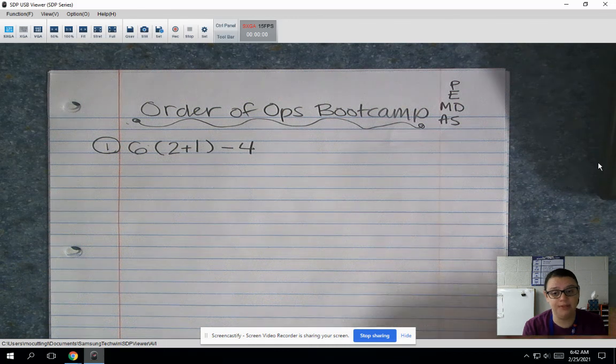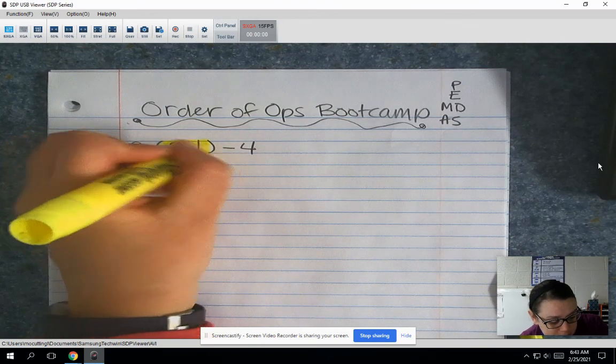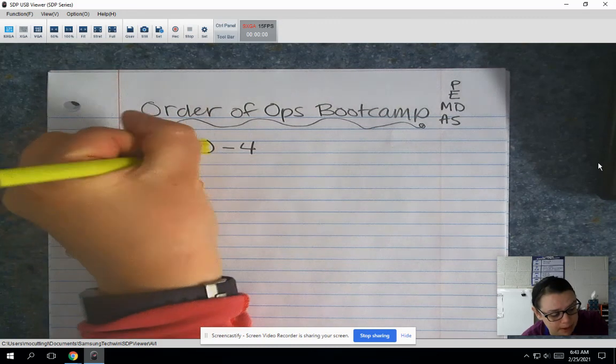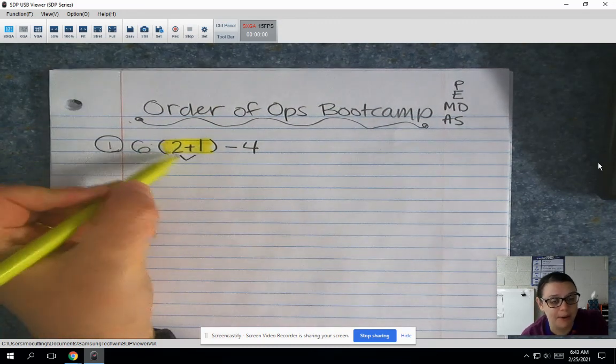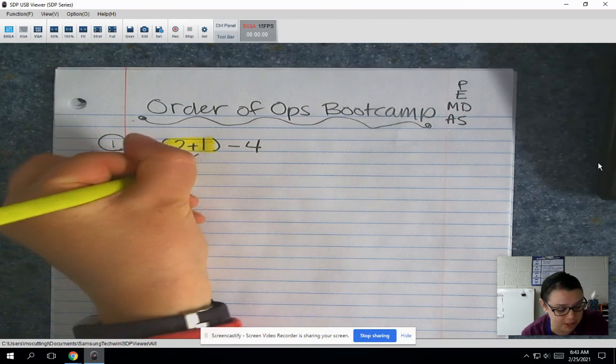So I have a set of parentheses. With my highlighter, I'm going to highlight that. I can only do one step at a time. That's my one step I'm doing. So that part that I highlight becomes an answer. I'm doing that. That gives me 3.